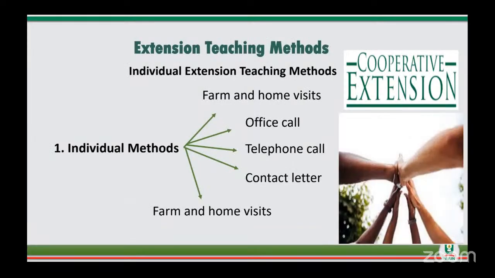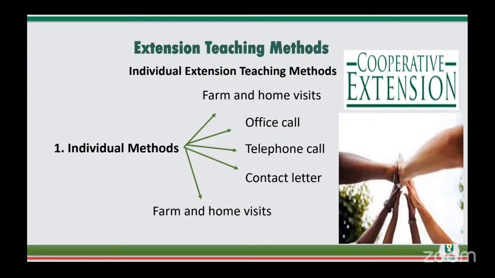For extension officers or agents to work, you must know the extension teaching methods. The first one we'll talk about, as this diagram is portraying here, is the individual method. The individual method is a method by which the extension agent can get to the rural people or the rural farmers individually.